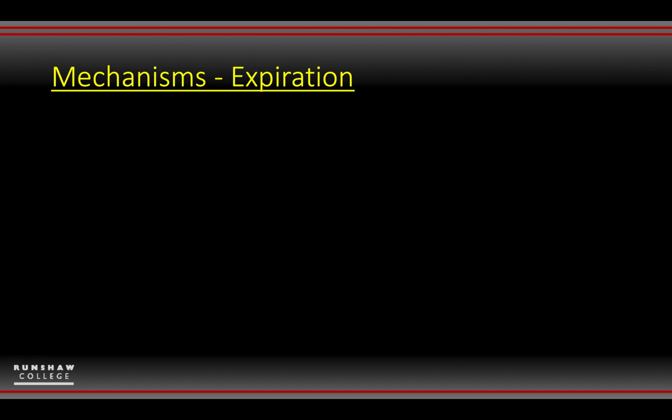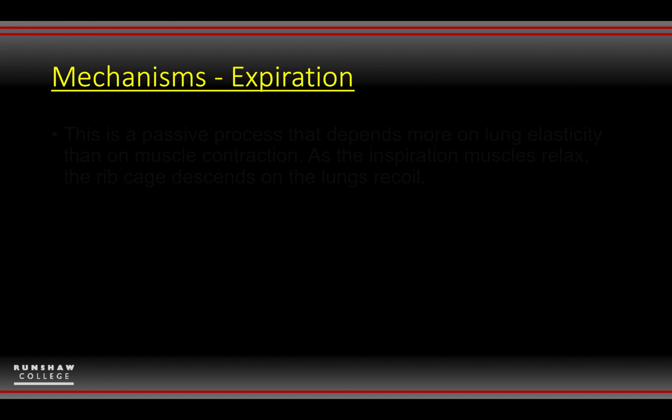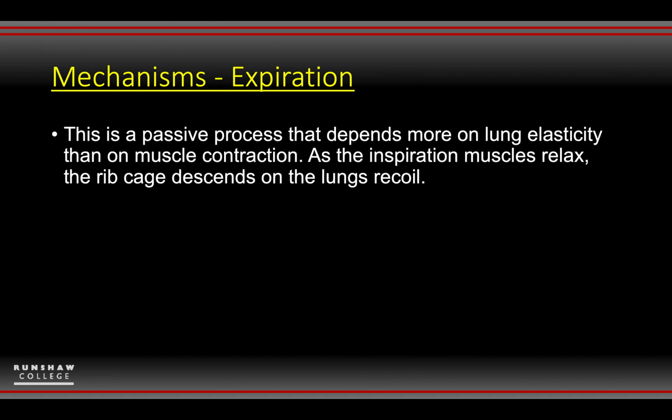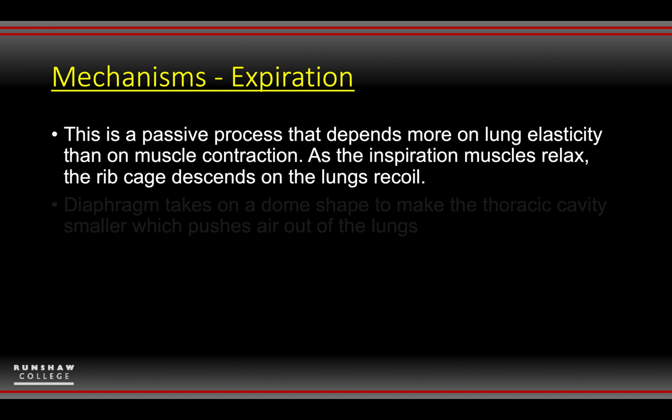For expiration, it's the opposite, but in a more relaxed phase. So the diaphragm actually relaxes. So this is more of a passive process. So when the diaphragm relaxes, it allows the rib cage to depress and kind of go back in. And so the lungs will recoil as such.